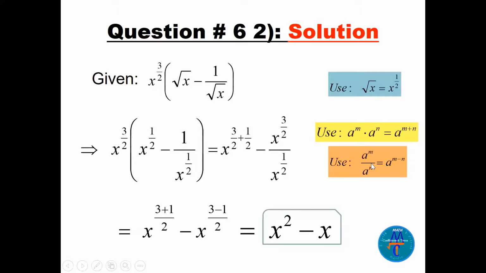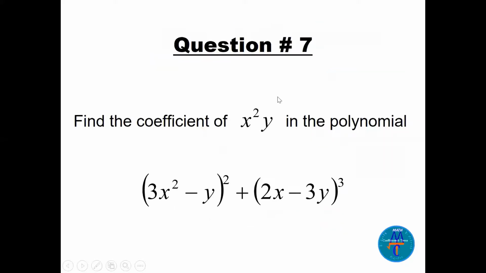Now I use the second formula for division. See, when you divide a power m divided by a power n, you subtract the power. So 3 over 2 minus 1 half. So that's subtraction, that's addition. 3 plus 1, 4 over 2, 2. 3 minus 1, 2 over 2 is 1. So the answer is x squared minus x.